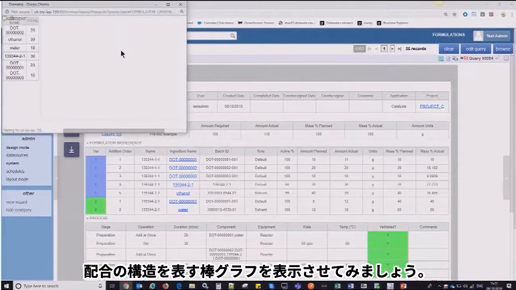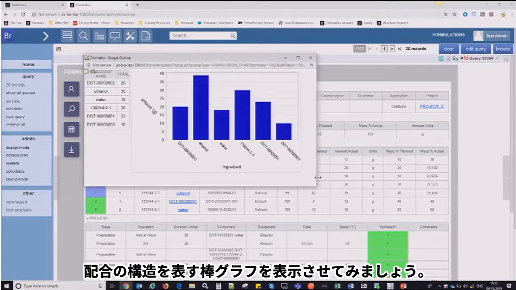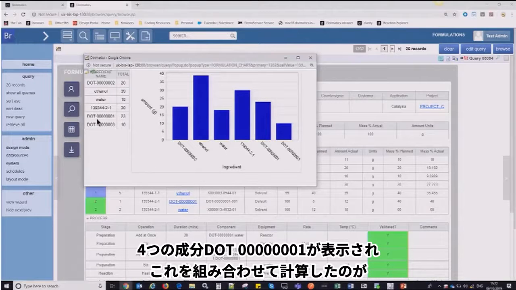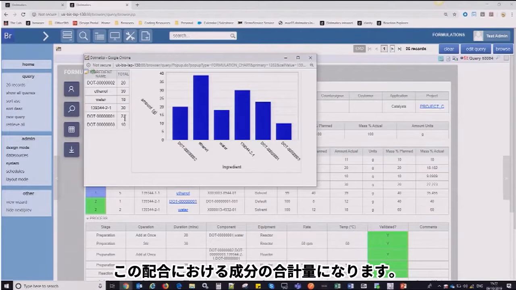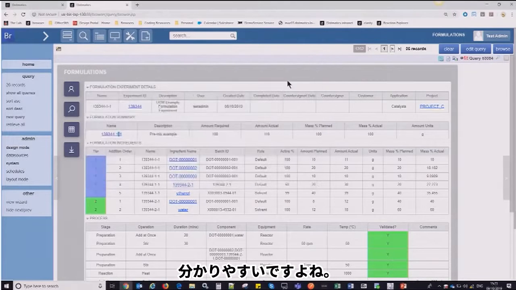I can show quite nicely a chart that then flattens the structure of the formulation so that you can see for ingredient .0001 that it's combined and calculated the total amount of that ingredient in this particular formulation. So it's a nice visual representation of this.